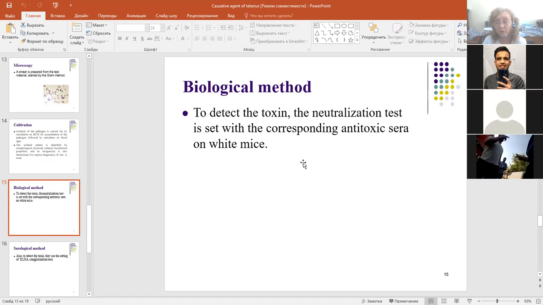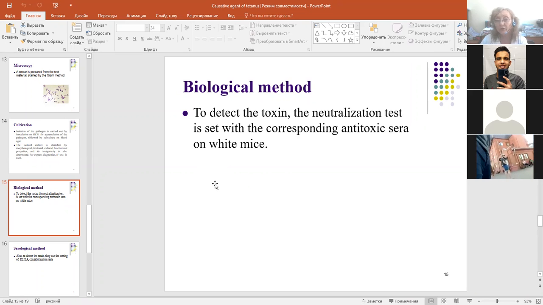We should use 2 groups of animals, control and experimental. The specimen, where probably exotoxin is, should be injected into 1 group of mice, and then we should prepare a mixture of the specimen and antitoxic serum, where antibodies to tetanus exotoxin are. And this mixture should be injected into another group of mice, exactly into the leg. If after injection of the specimen from the patient into the leg of mice we see spasm of the muscle of the leg, a contracted leg, and then a stiff tail, these are clinical symptoms of tetanus.